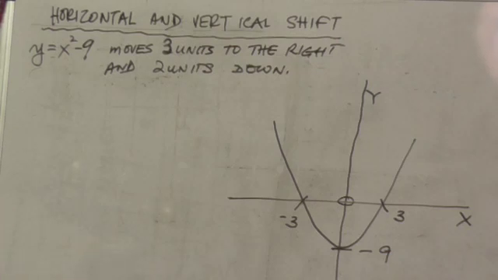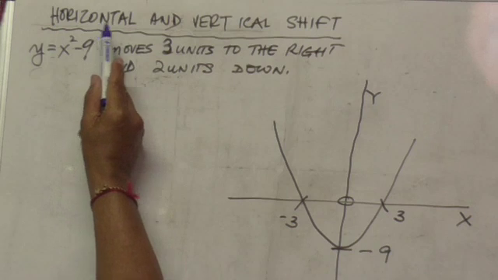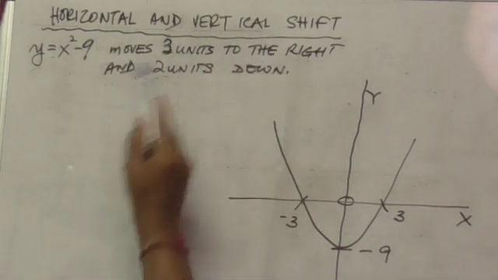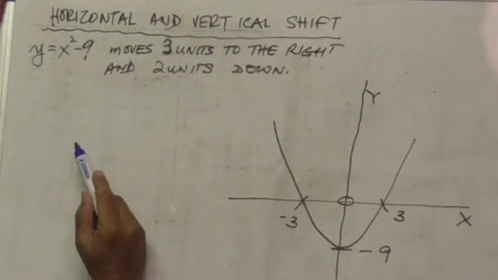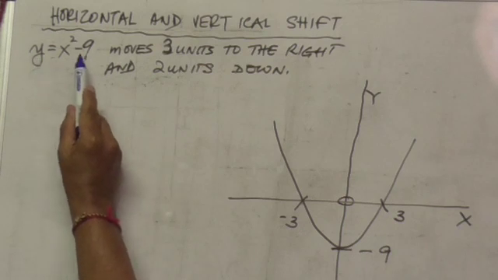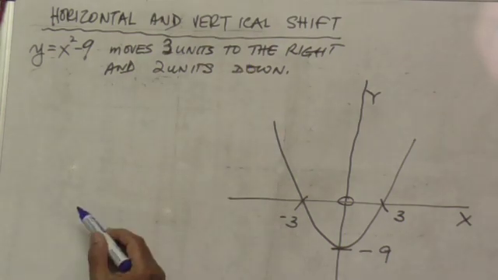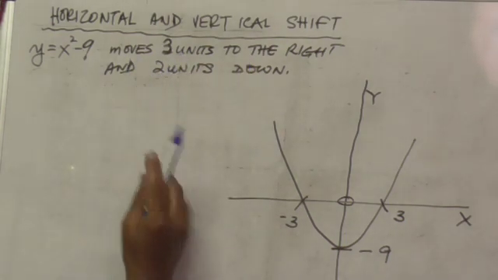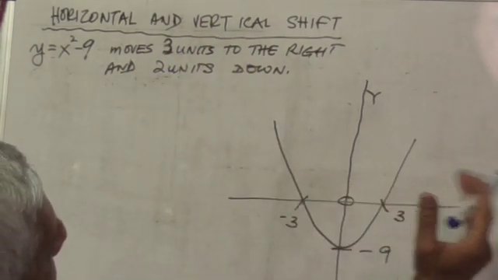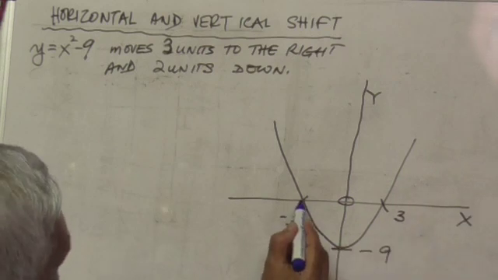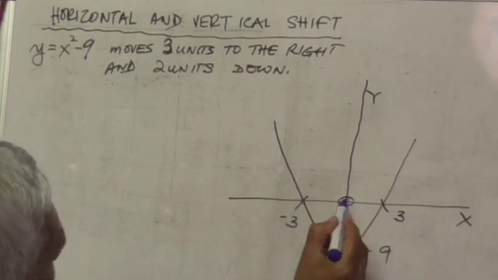Right, welcome back. Now we're doing a horizontal and vertical shift together, right? So we say that y is equal to x squared minus 9 moves 3 units to the right and 2 units down. So let's do this first part. If this graph moves 3 units to the right, then from here it will come over here.